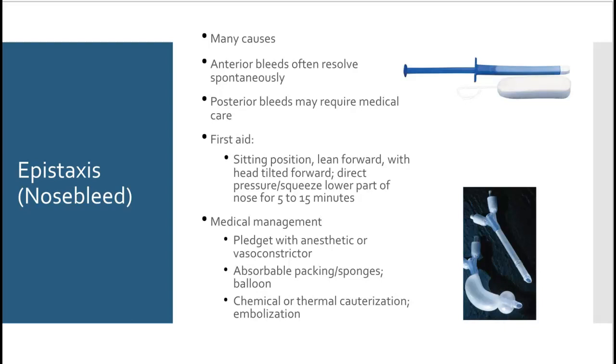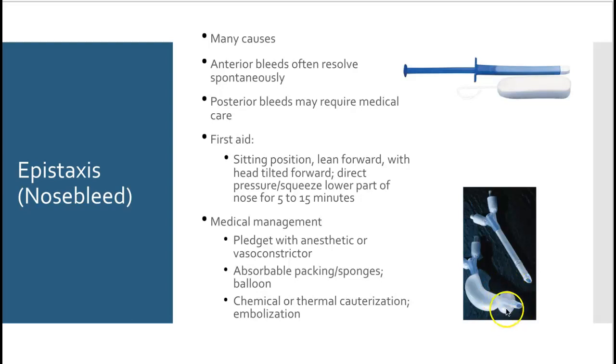If that does not resolve it, they can use a pledget, which basically, right up here in this picture that I added, is called a rhino rocket. Basically, it looks like a tampon, and they would put that in there to help stop the bleeding. They can also do this one down here, which is an epistaxis balloon. Same thing. It's going to help cause that pressure inside.